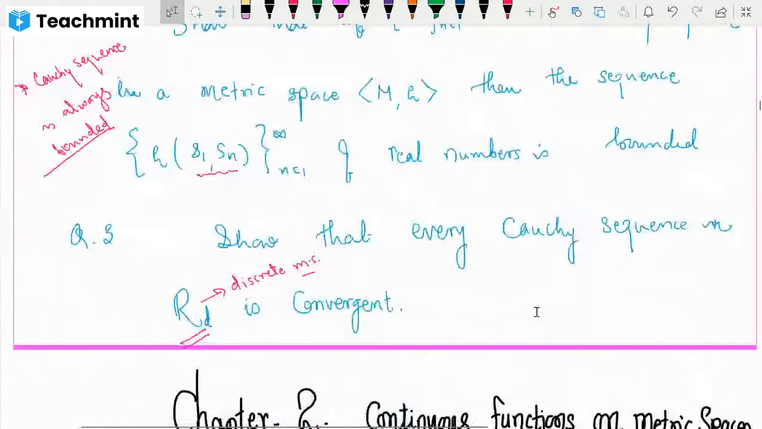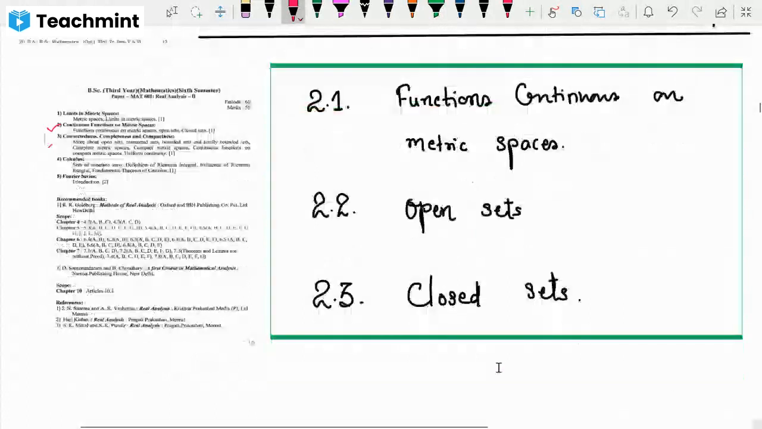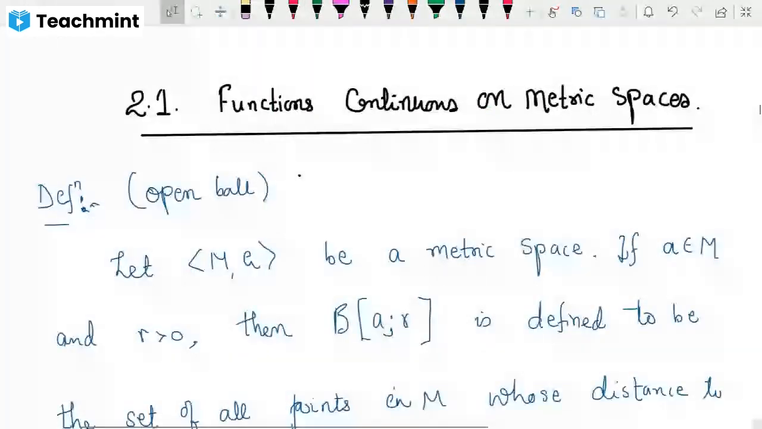In the second chapter we will see 2.1, that is functions continuous on metric spaces, 2.2, that is open sets, and 2.3, that is closed sets. So this is the syllabus of the second chapter. Let us start with 2.1, functions continuous on metric spaces.